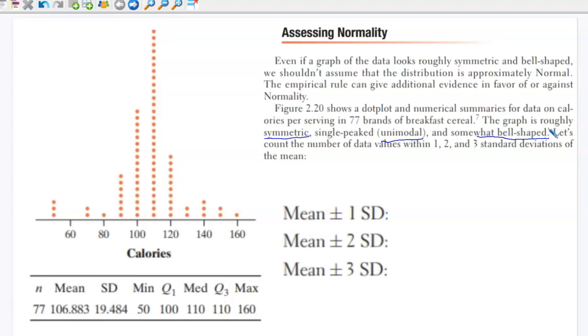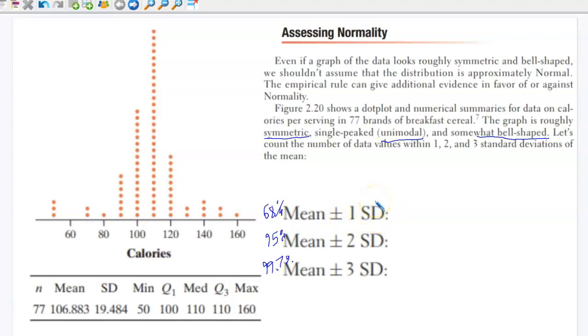And so this digging deeper, sometimes they ask us to, remember the empirical rule that one standard deviation is 68%, two standard deviations is 95%, and three standard deviations is 99.7%, right? So we're going to actually count how many data pieces are within one standard deviation.